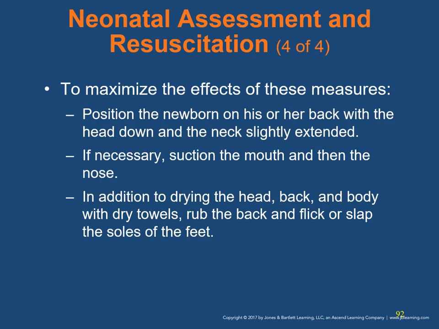To maximize the efforts of these measures, follow these tips. Position the newborn on his or her back with the head down and neck slightly extended. Place a towel or blanket under the shoulders to help maintain this position. If necessary, suction the mouth, then the nose with the bulb syringe or suction device with an 8 or 10 French catheter. Suction both sides of the back of the mouth, but avoid deep suctioning of the mouth and throat.